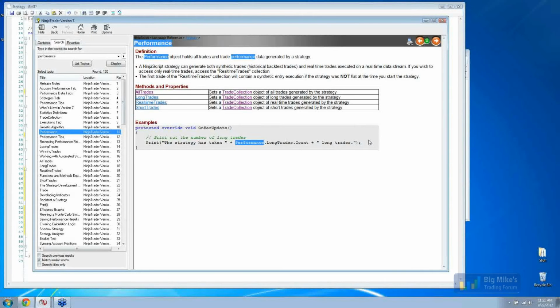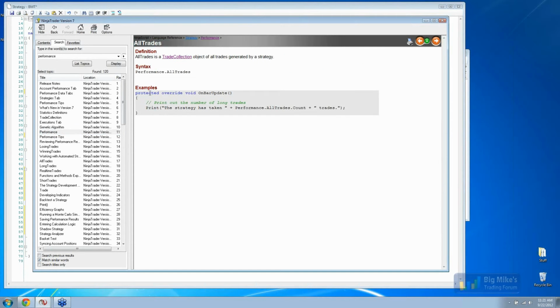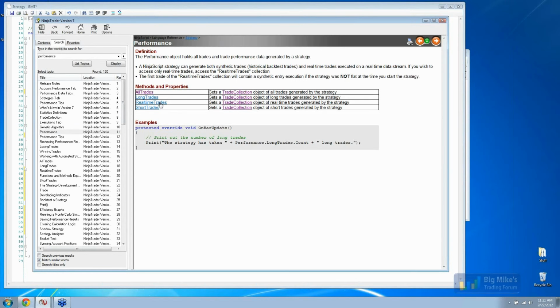So when you think about all of these together, you start with the performance object to get a trade collection. By trade collections, you have a collection that's holding all of your trades, a collection holding only your long trades, a collection holding only your short trades, and only your real-time trades. So maybe I want to use my all trades. Then you click on all trades and you have an example over here of how to use that. But in a broader sense, we want to understand what a trade collection is.